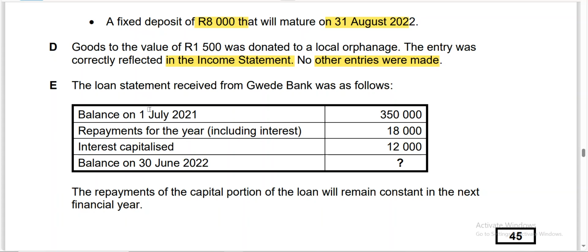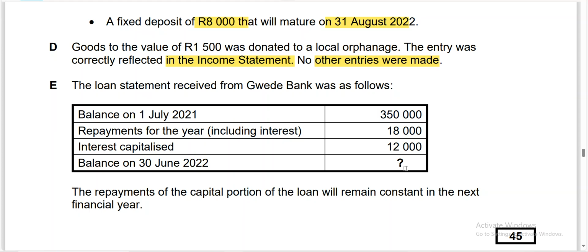Loan statement, guys, you must be able to get your current portion if they didn't give you the portion that will be paid in the next financial year, and you must also have the closing balance of the loan. So here they're saying the loan statement received from Gwede Bank was as follows. The balance was 350,000, repayments for the year 18,000, interest that is capitalized 12,000, balance on 30 June is a question mark, but we should be able to use this to get what we want.